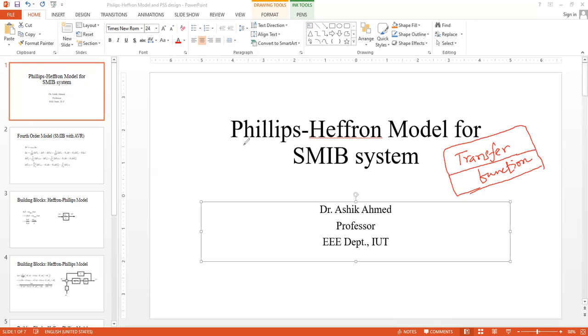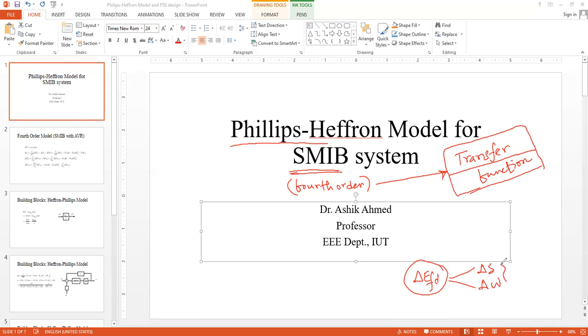So the Phillips-Heffron model basically allows us to look at the system, that is the single machine infinite bus system, which is a fourth order system. We would like to represent it in terms of the transfer function, and that would allow us to see the interlink, how this introduction of delta EFD, the exciter block, is affecting del delta and del omega specifically. That is actually showing us the low frequency oscillation problem. So now let us see the transfer function representation of this block, which was proposed by these two people. So that's why the name goes after them.